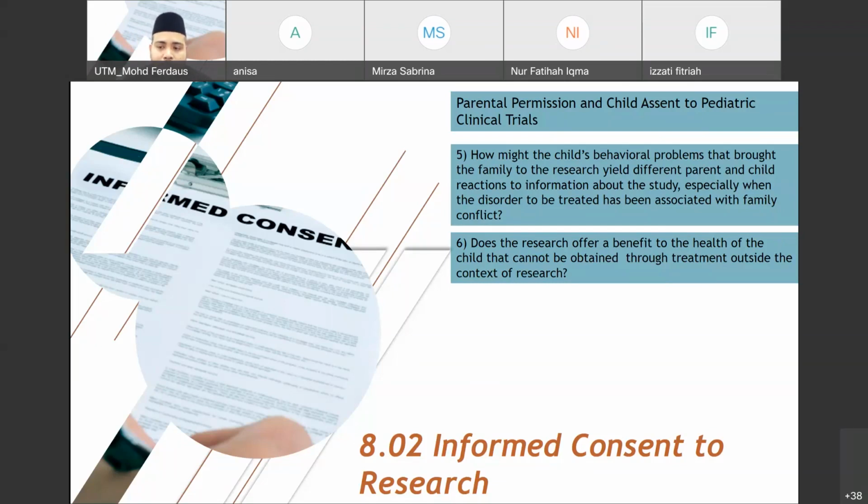Does the research offer a benefit to the health of the child that cannot be obtained through treatment outside the context of research? Okay, the example that I give is that we have a new therapy, and we want to know whether that therapy technique is going to be effective for children who have attention deficit disorder, who have problems paying attention in class, for example. But besides the treatment that we want to offer, there are other established treatments. Cognitive behavioral therapy, CBT, for example, has been found to be effective in treating attention deficit disorder.